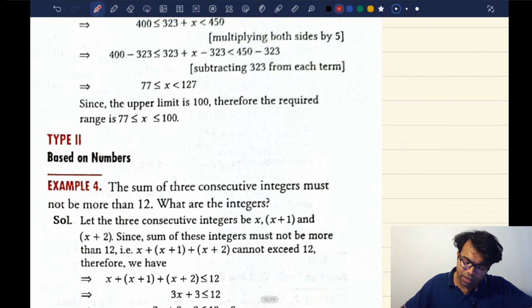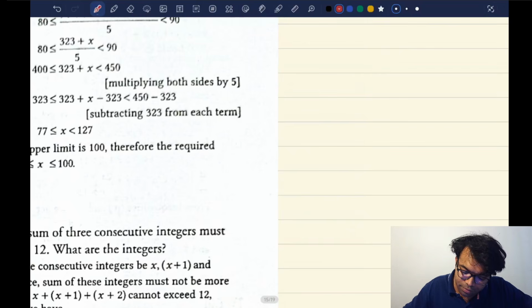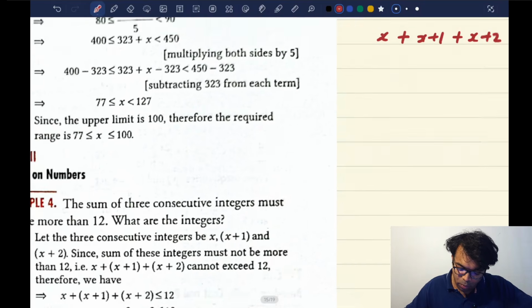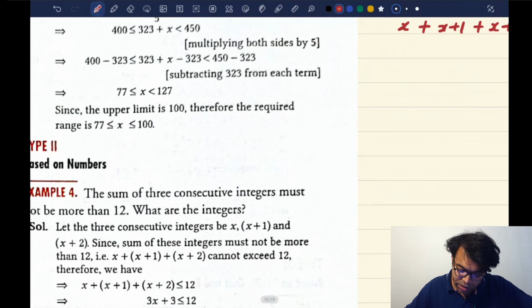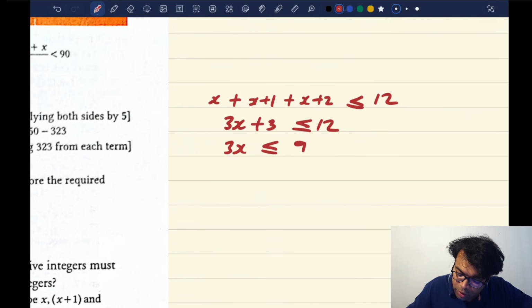The sum of three consecutive integers must not be more than 12. What are the integers? Consecutive integers can be written as what? x plus 1 plus x plus 2 should not be more than 12. More than 12, but it can be equal to 12. Less than or equal to 12. So 3x plus 3 should be less than or equal to 12. 3x should be less than or equal to 9. x should be less than or equal to 3.